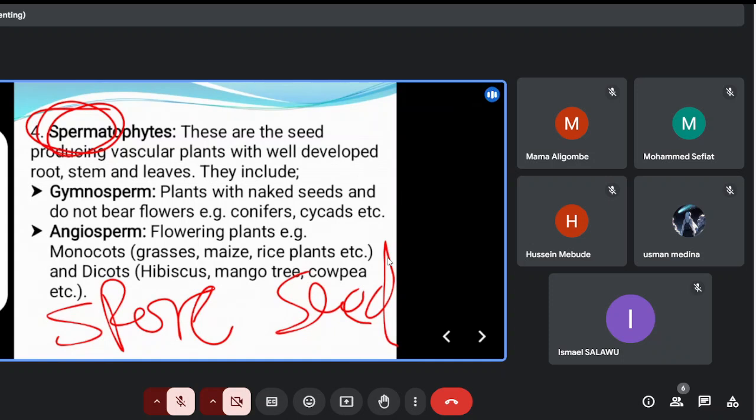Now, the taxonomists have also classified them, that even though they are flowering plants, they can be further divided into two subdivisions. This is the super division, the spermatophyte. They are divided into two subdivisions, which are the gymnosperm and the angiosperm. So how would you differentiate?